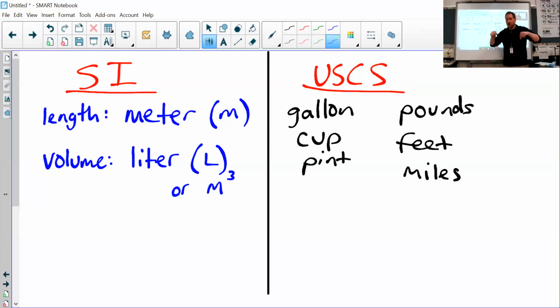If it's area, that would be squared. Length times width would be meter squared. Now keep in mind, when we say meters cubed, that can also mean centimeters cubed, kilometers cubed, and so on.